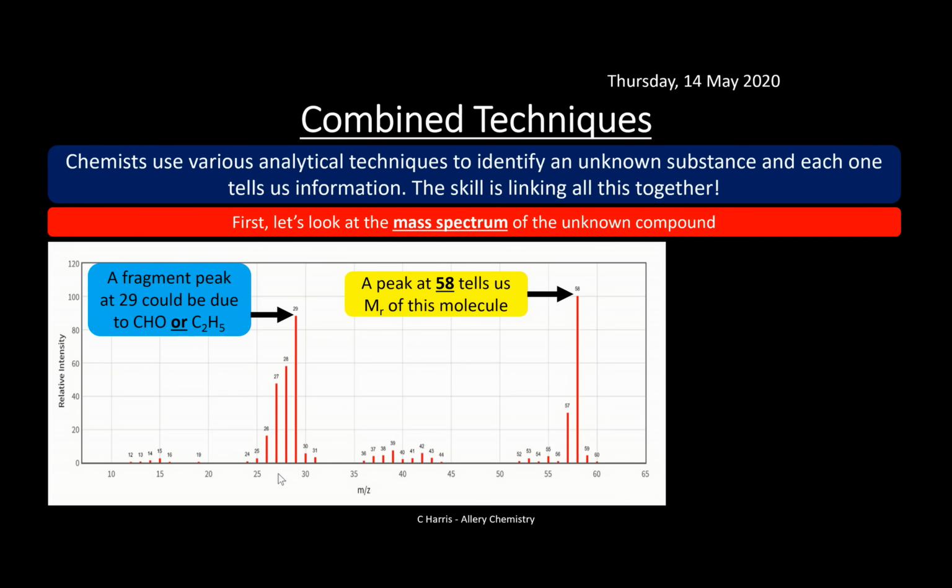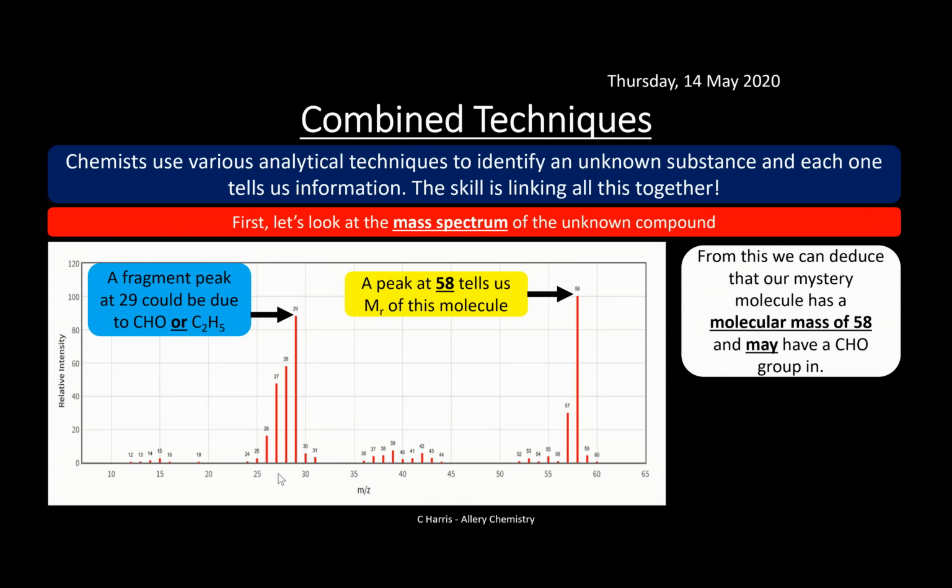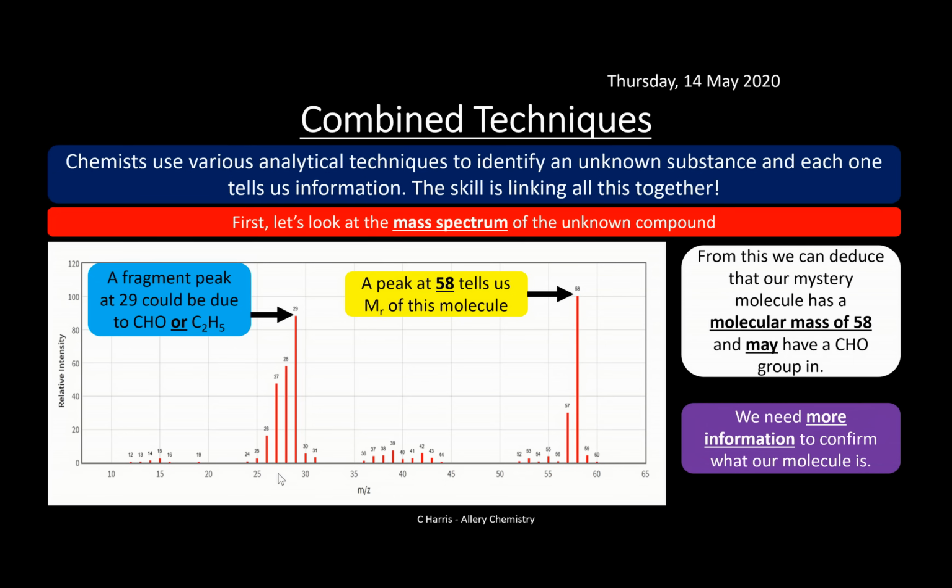We also have a fragment peak at 29. This could be due to the CHO or C2H5. It could be either one of them, as both of those fragments add up to 29. So that could be a classic sign. From this we can deduce that our mystery molecule has a molecular mass of 58 and may have a CHO group in it. It may not, but it gives us something to hook onto at least. But we need a lot more information to actually confirm what this molecule is going to be.